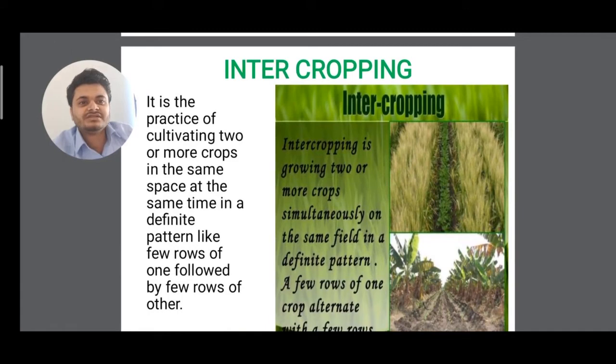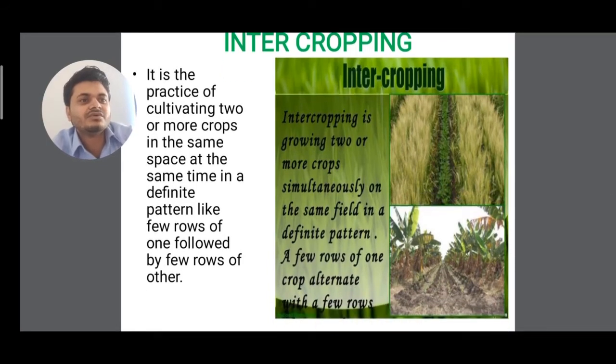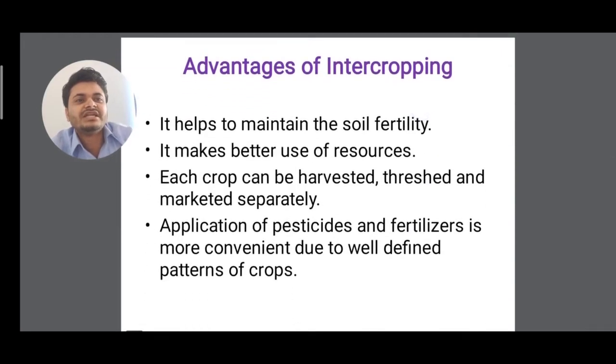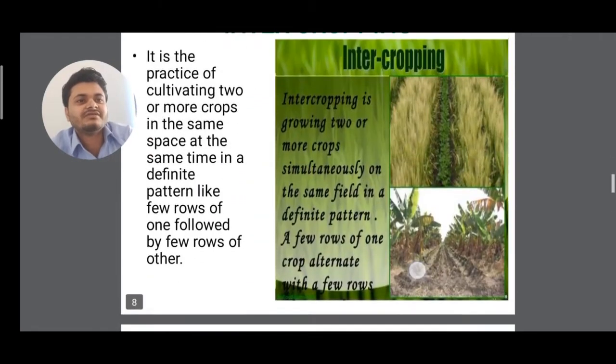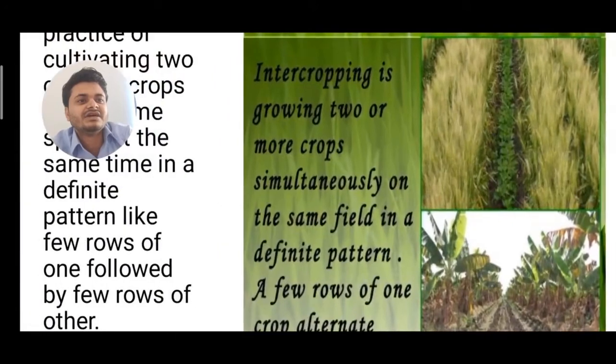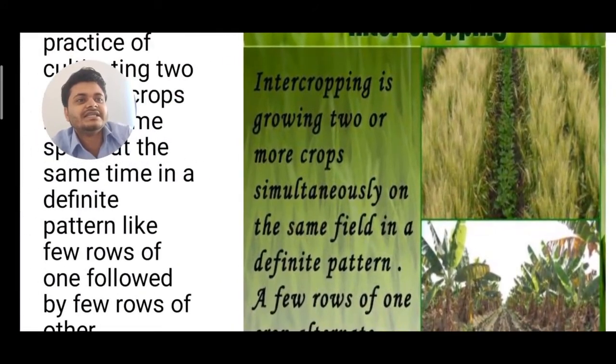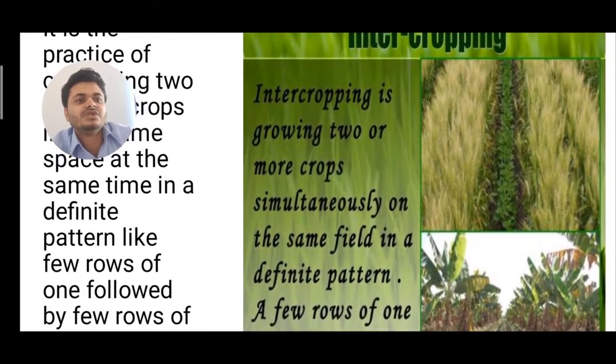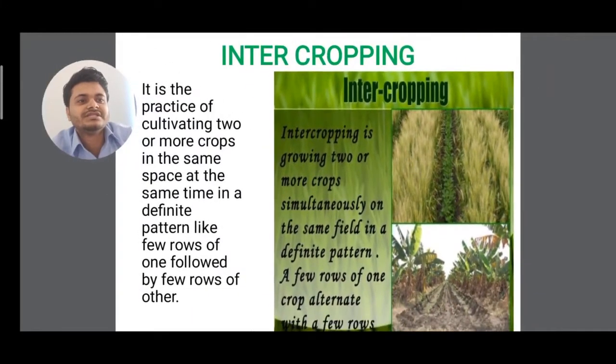Next is intercropping. I've said the definition. Clear? It is a practice of cultivating two or more crops in the same space at the same time in a definite pattern, like a few rows of one followed by a few rows of another. Clear? You can see in the diagram, one row one crop, another row another crop. I have highlighted: the darker green is one crop and the light green on both sides is a separate crop.